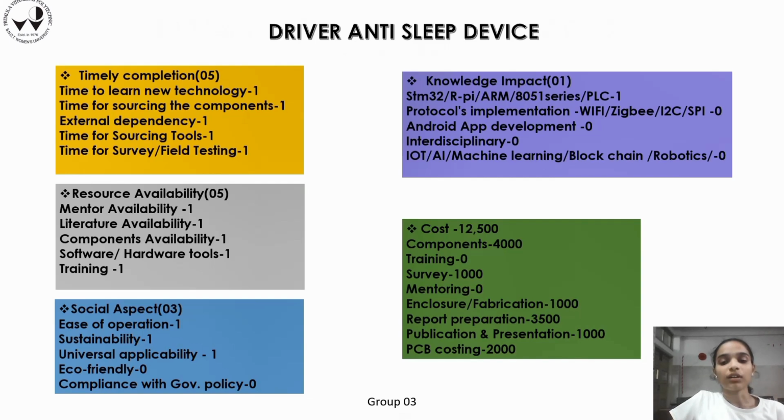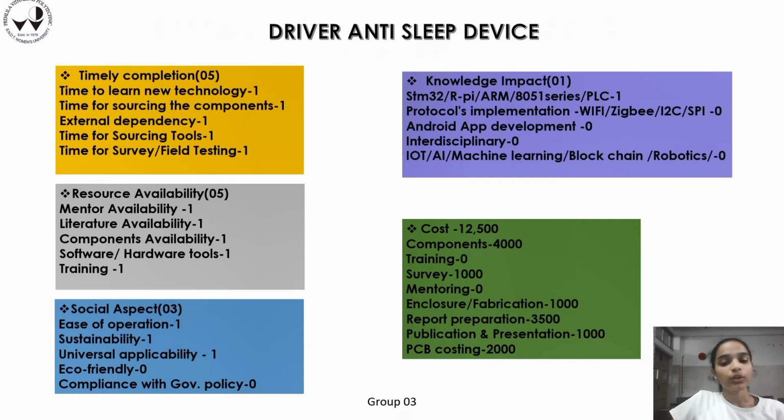Fifth is IoT, AI, machine learning, blockchain, robotics. If these are used in our project, we have to give it 1, otherwise we have to give it 0. Last parameter is cost. In cost, we have taken 8 sub-parameters: components, training, survey, mentoring, enclosure and fabrication, report preparation, publication and presentation, and PCB costing. In this project, for components, we want 4,000 rupees of cost.